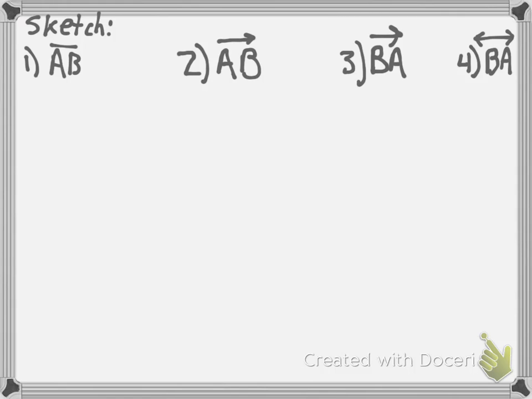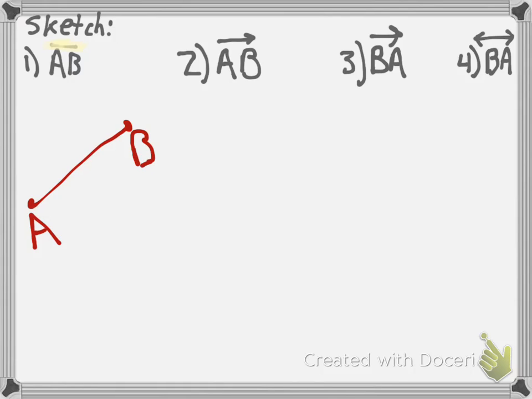Alright, number 1 through 4, it asks you to sketch these 4 items. For number 1, we have to sketch AB. And notice the symbol on top is just a straight line. If we have just a straight line with no arrows at the end, it's going to look something like, here's my line, there's A, here's my point at the end, B. That would be line segment AB.